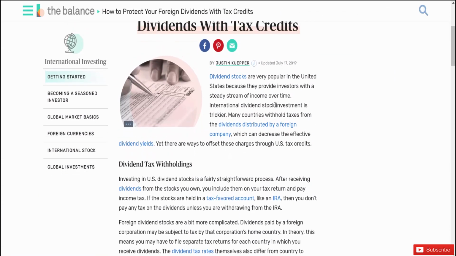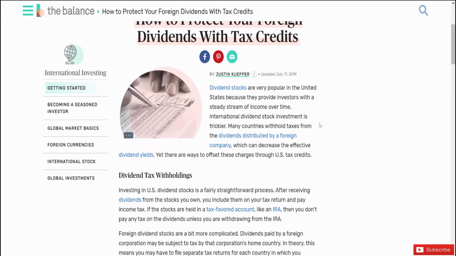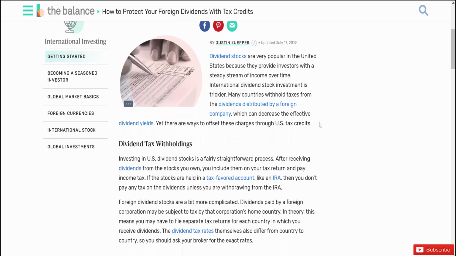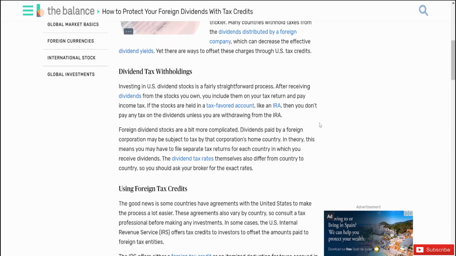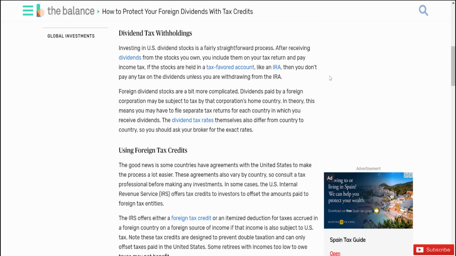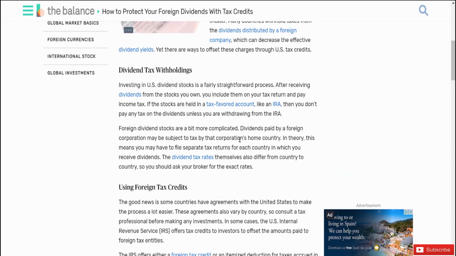So basically, this article is written for American people that live in the US, but it's also valid for people that live in other countries like me. I live in Spain. And the reality is that normally you have to pay taxes on dividends to the country where the dividend is originated, okay?